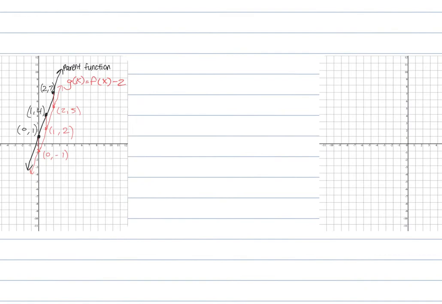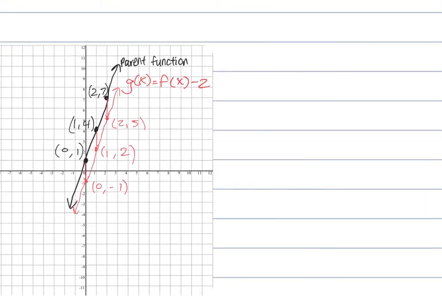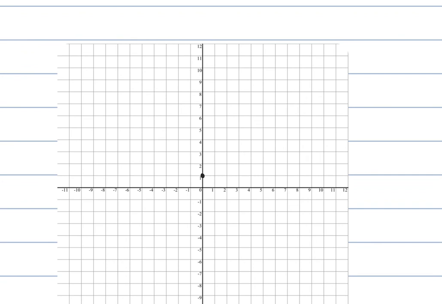So parent function is the same. 0, 1, 1, 4, 2, 7. Draw a line. Oops, not an eraser. This is my parent. Can I go now? Yep. Okay.